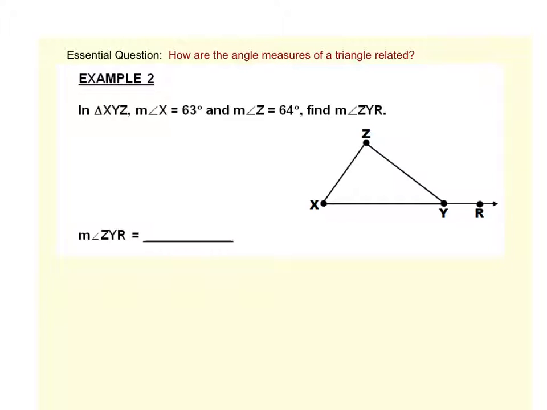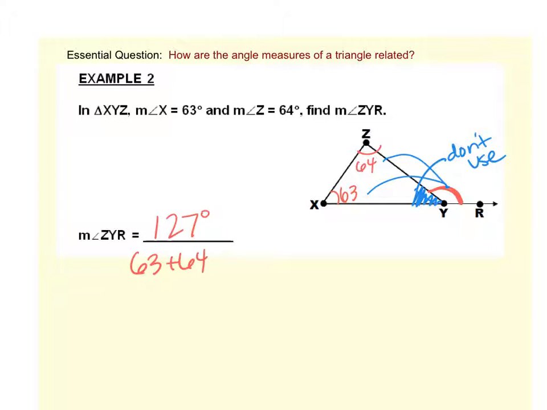So in this example, triangle XYZ, X is 63 degrees, Z is 64, and they want us to find ZYR, so this outside angle here. ZYR is a combination of the other two inside angles. So everything except the one that is right next to it. I'm not saying this is X. I'm saying, do not use this angle, because it's everything that's not right next to it. So 64 and 63 together, which is 127.